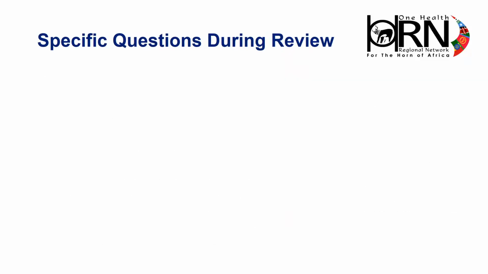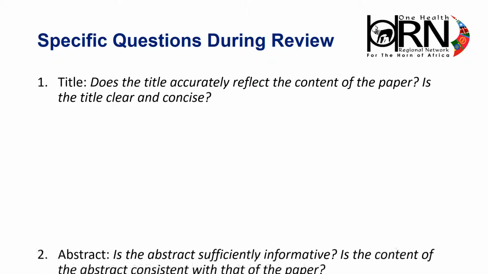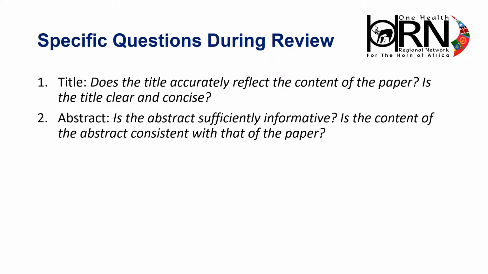Some specific questions you should ask yourself during a review include, for the title: does the title accurately reflect the content of the paper? Is it clear and concise? If not, can you make suggestions for how to improve it? For the abstract: is the abstract sufficiently informative? Is the content of the abstract consistent with that of the paper? Again, make suggestions if you can think of ways of improving it.